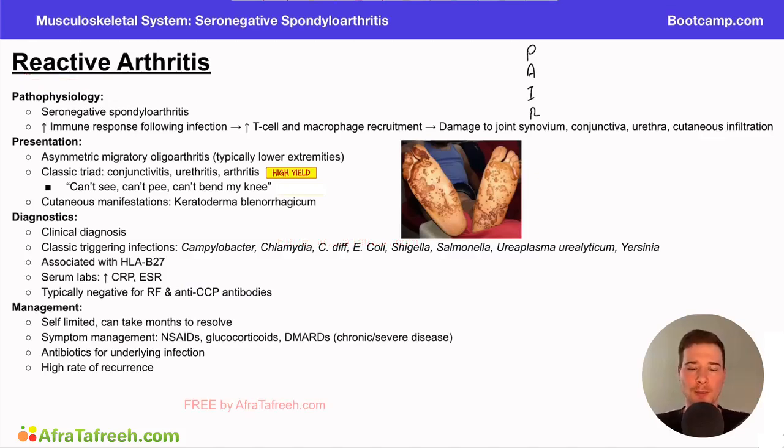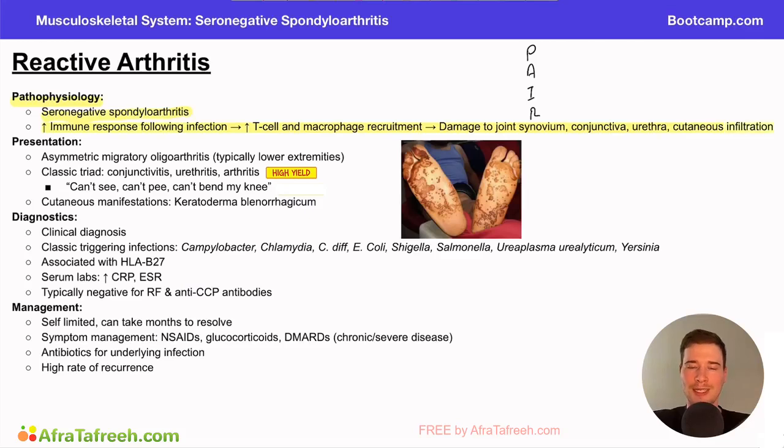So if we jump in here with the pathophysiology, this is once again a seronegative spondyloarthritis. Seronegative meaning that it does not have the IgM rheumatoid factor. It's negative. The serum lab is negative for the rheumatoid factor. And in this condition, again, it's a post-infectious reaction. We get increased immune response following the infection, leads to T cell and macrophage recruitment, damage to the joint, synovium, conjunctiva, urethra, and cutaneous infiltration.